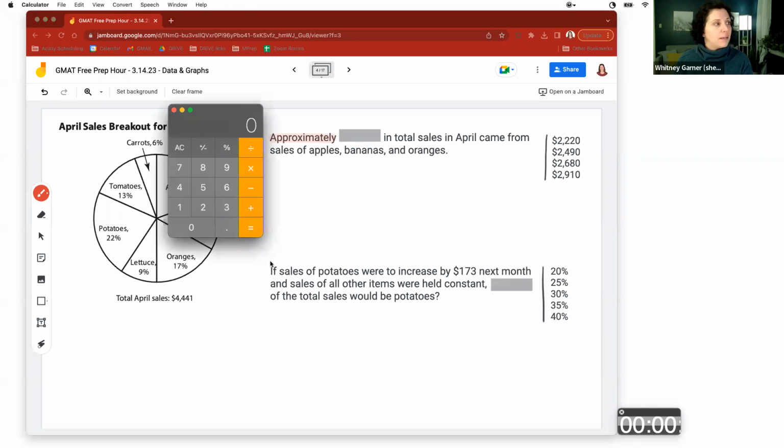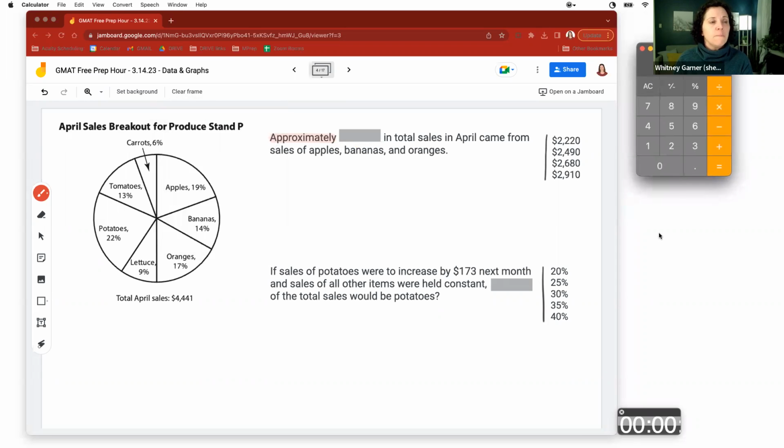So I'll go ahead and grab my little Mac on-screen calculator. Note that the calculator you get is going to be pretty rudimentary. It'll look basically like this one. There won't be many tools to it. Some add, subtract, multiply, divide. Okay, so approximately what amount in total sales? I look at my answers. I would click on it, look at my dropdown. It's dollar amounts. Approximately what dollar amount in total sales in April, okay, that's my month, came from the sales of apples, bananas, and oranges.